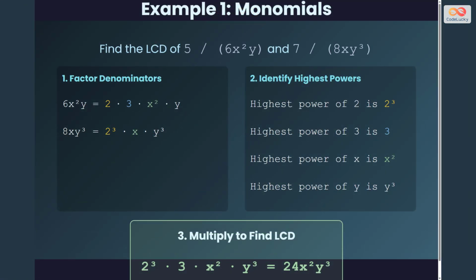Let's try an example with monomial denominators, like 6x squared y and 8xy cubed. First, we factor the numbers and list the variables. 6 is 2 times 3 and 8 is 2 cubed. For the variables, we look for the highest power of each.